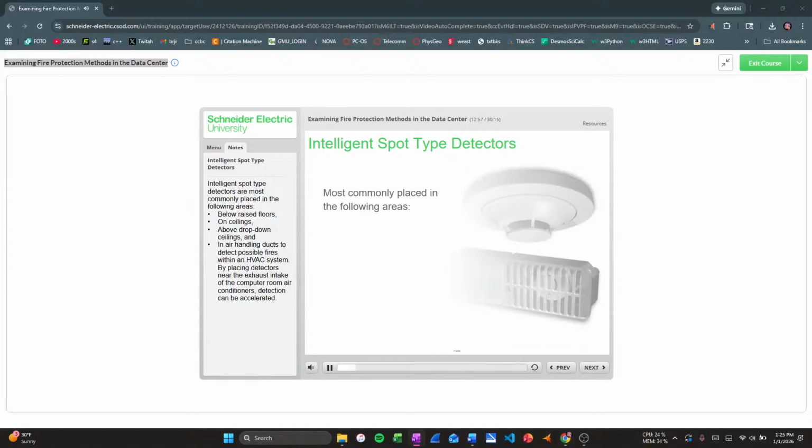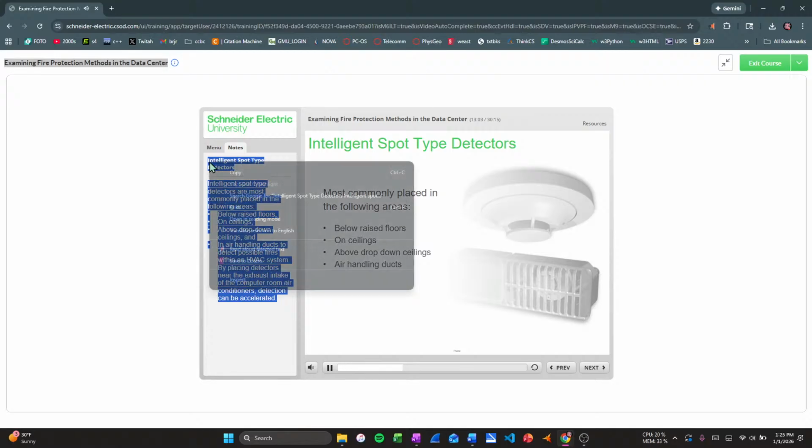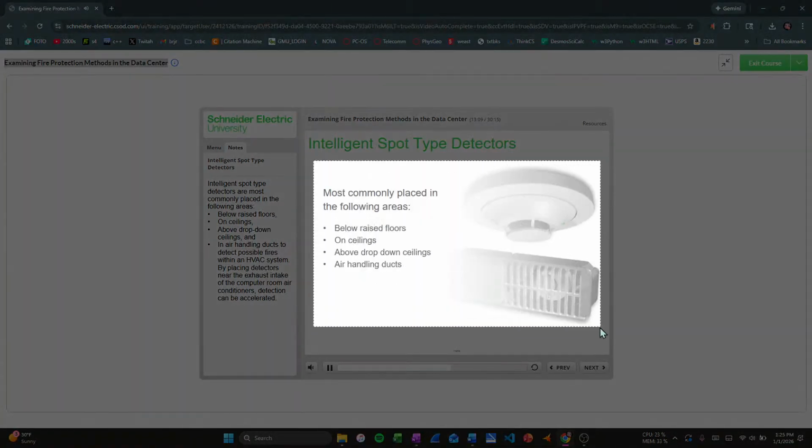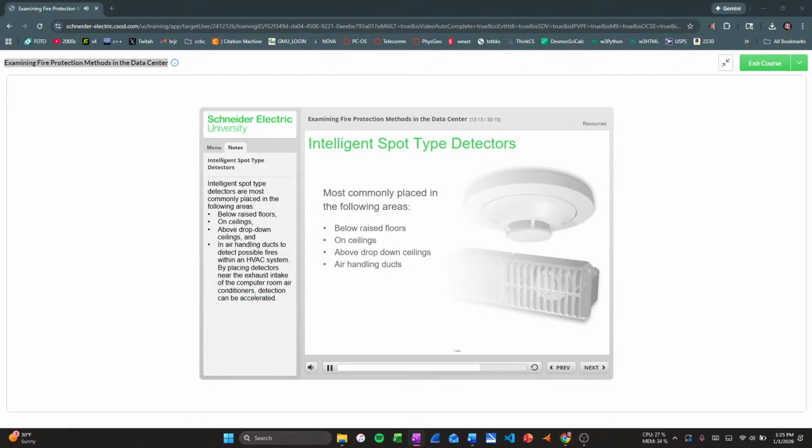Intelligent spot-type detectors are most commonly placed in the following areas: below raised floors, on ceilings, above drop-down ceilings, and in air handling ducts to detect possible fires within an HVAC system. By placing detectors near the exhaust intake of a computer room air conditioner, detection can be accelerated.